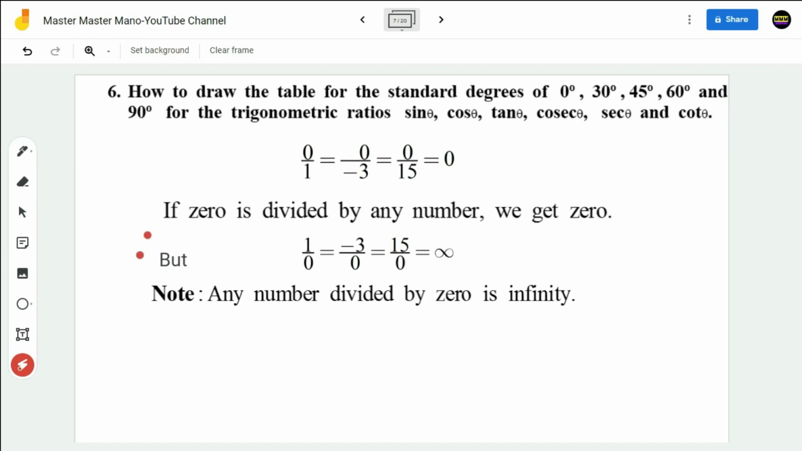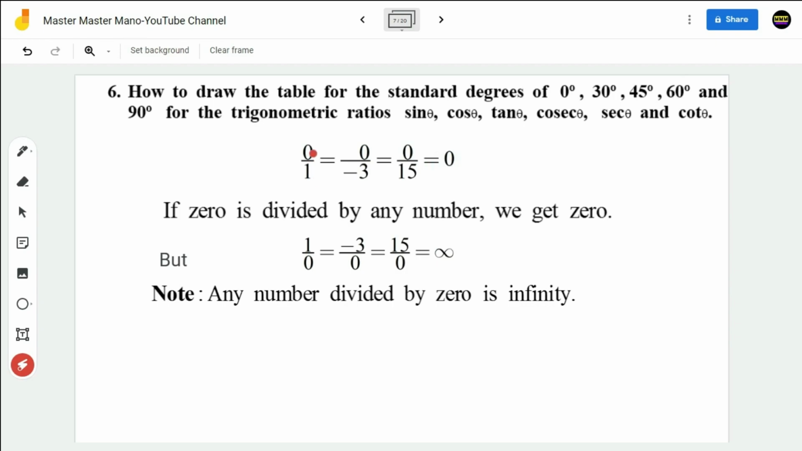Let us go to the 6th problem, that is how to draw the table for the standard degrees of 0 degree, 30 degree, 45 degree, 60 degree and 90 degree for the trigonometric ratios sin theta, cos theta, tan theta, cosecant theta, secant theta and cot theta. Before entering into the formation of the trigonometric table, we have to learn the basic things, that is when 0 is divided by any number we will get 0.